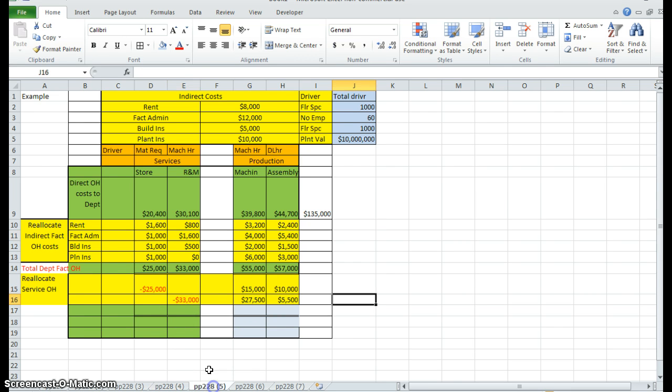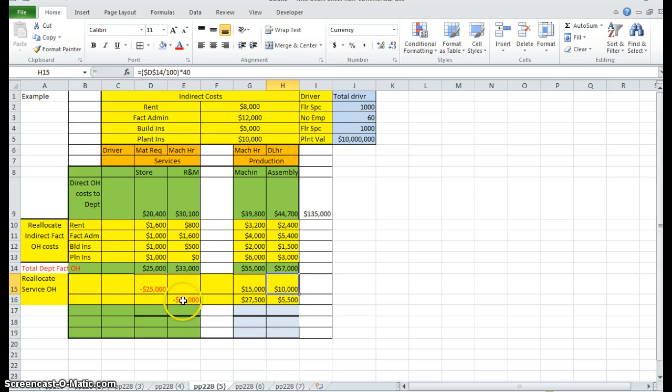The next step is to reallocate these individual service department overheads. These are service departments, and their overheads are reallocated to the production departments. The driver for stores is material requisition, and for repair and maintenance it is machine hours. For material requisition, there are 100 material requisitions altogether, 60 for machining, and that's the formula for that. And there are 40 for assembly, that's the formula.